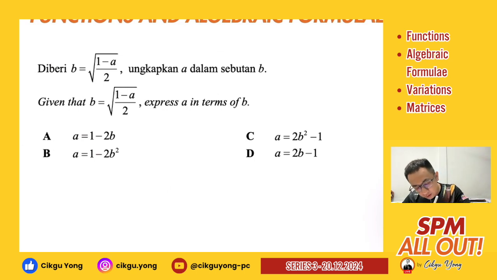The keywords over here are "in terms of". So anything that you can see about "in terms of", basically you can replace with an equal sign. Alright, so express A in terms of B, basically it means you need to find A equals to something, where in this case in terms of B, you will have B on your right hand side.